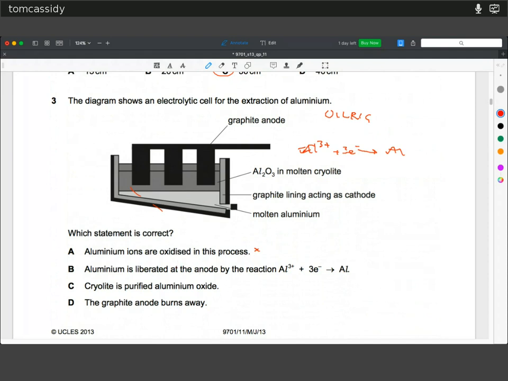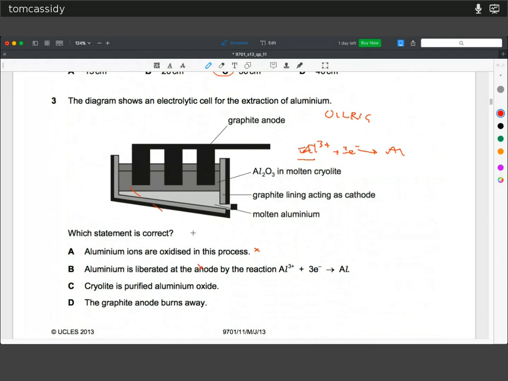Then you've got to work out whether this process is happening at the anode or the cathode. For me, the way to remember this is cations in electrolysis go to the cathode and anions go to the anode. So you see those words match up. Aluminium 3+, that's a cation. It must be going to the cathode. So anode is definitely wrong for that one there.